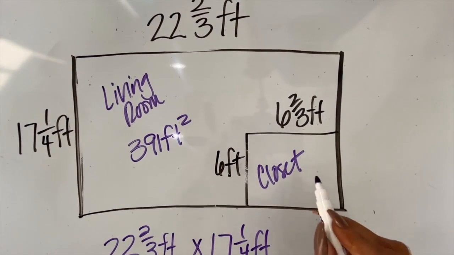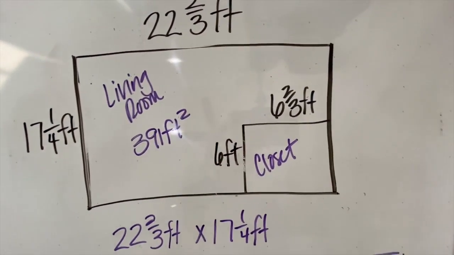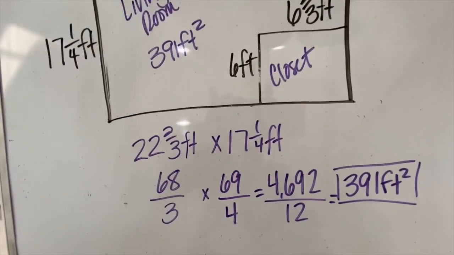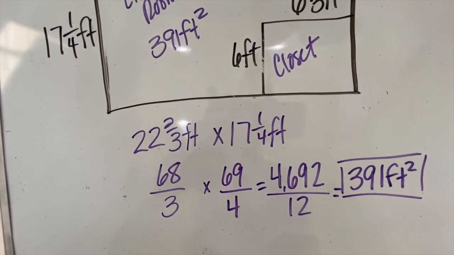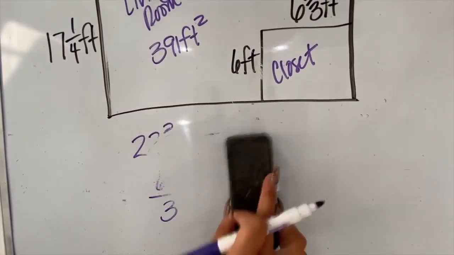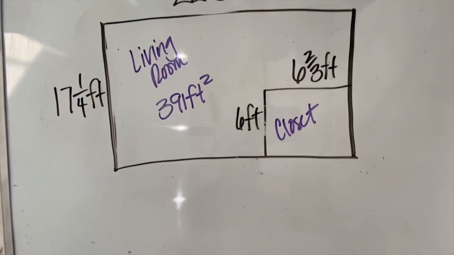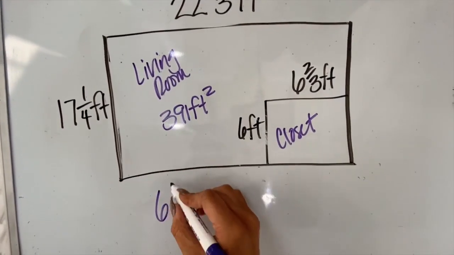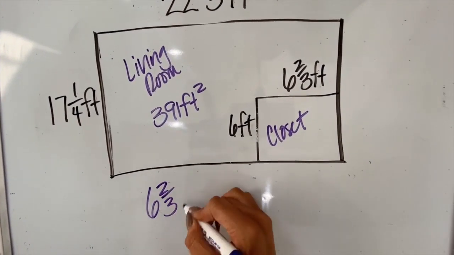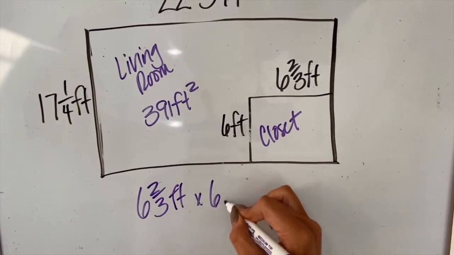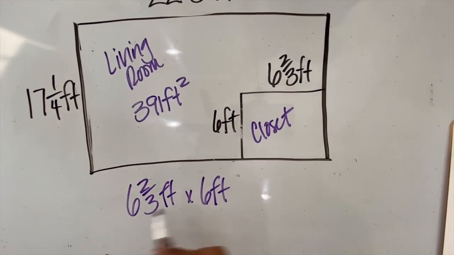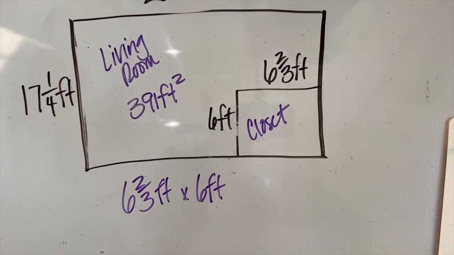Now I'm gonna find the closet. So I'm gonna erase my work down here, if you need to see it just one last time. Now I'm gonna erase this. So now I'm gonna do the 6 2/3. Okay, pause the video, take a second and see if you can do that on your own.